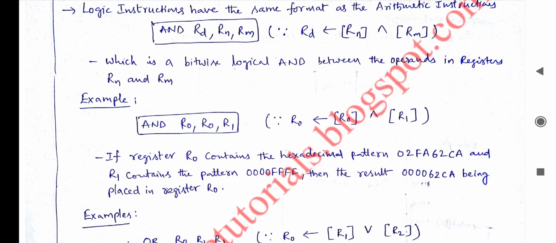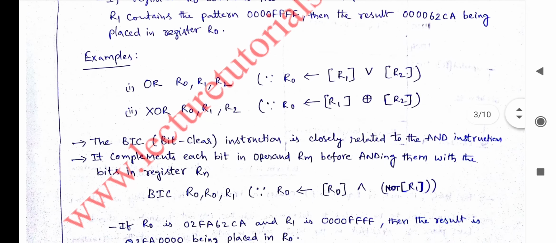Hope you know the binary format, octal format and hexadecimal format: decimal, binary, octal and hexadecimal. Binary is 0 and 1, decimal is 0 to 9, octal is 0 to 7, hexadecimal is 0 to F: 0 to 9, and then instead of 10 we use A, B, C, D, E, F, right? So here we perform the AND operation between the contents of R0 and R1 and store the result in R0.